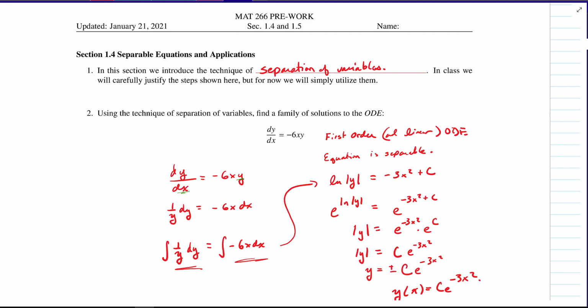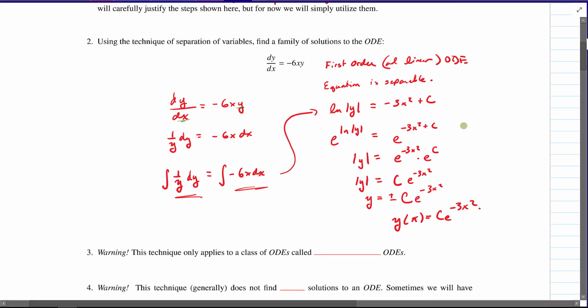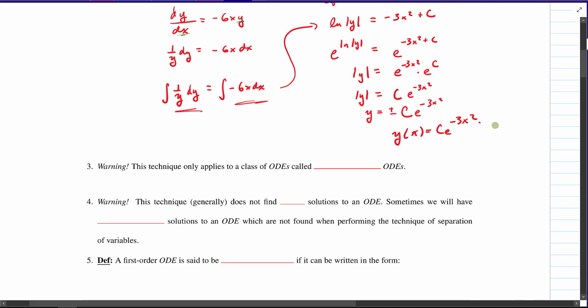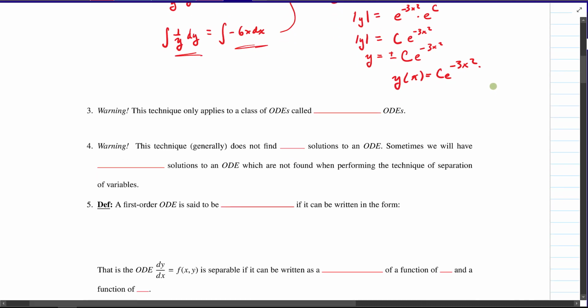So folks, we're picking up our videos on this technique of separation of variables. In the last one, we took a separable equation and separated the variables by dividing y over to one side and multiplying differential x over to the other side. The first thing to say is that you cannot always do this technique. It only applies to the classification of ODEs called separable ODEs, and we'll define that in just a second.